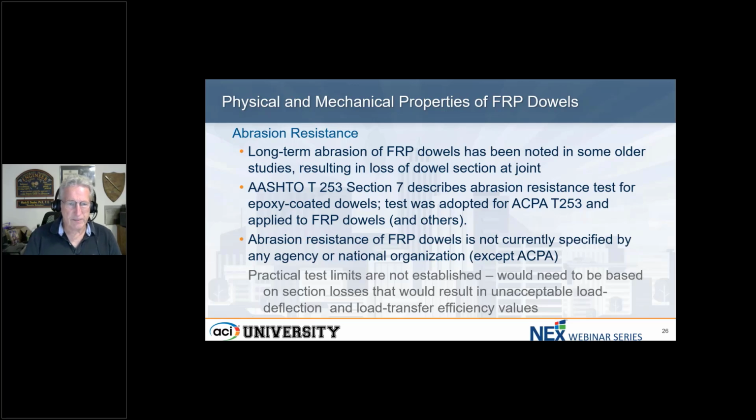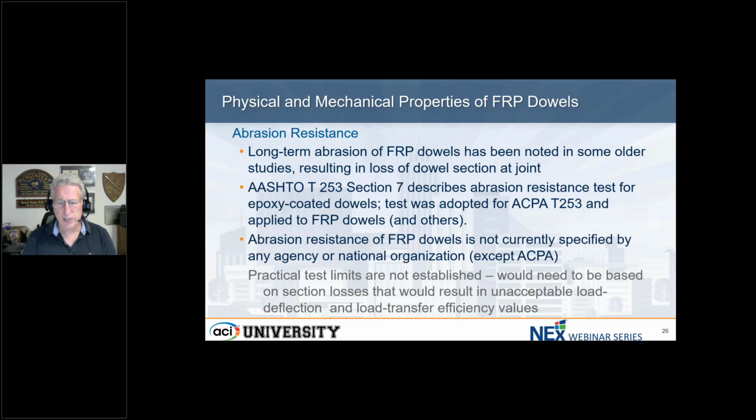So it's not currently specified by anybody for FRP bars except for the ACPA test, and therefore we really don't know what the practical limits should be for this particular test. You'd need to establish those limits based on how much section loss would result in either a reduction in stiffness that's unacceptable, or enough looseness around the bar where it comes out of the concrete that you'd have lower load transfer efficiency values. And I don't know what those numbers are.